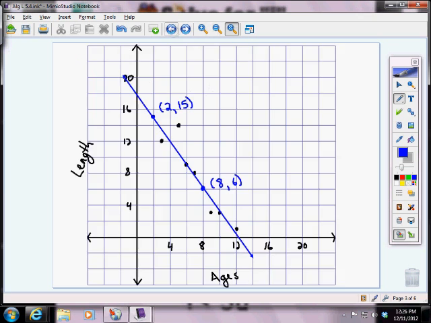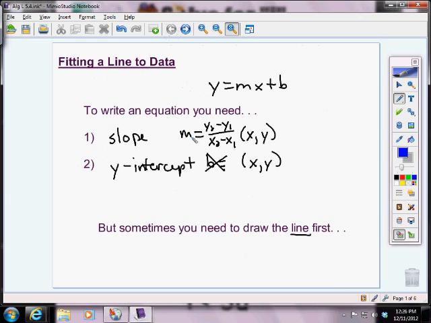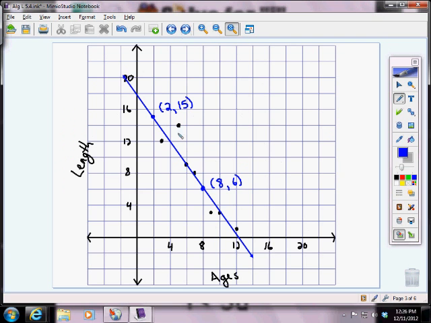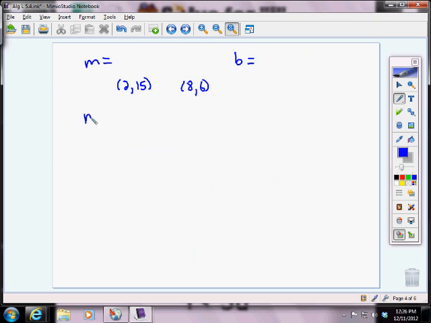And when we have 2 points, we can write an equation. Use your slope formula and use your y-intercept form. Okay, again, any 2 points on the line. So to find the slope, I take the difference in my y's over the difference in my x's. So I can say 6 minus 15 over 8 minus 2. 6 minus 15 is going to be a negative 9. 8 minus 2 is going to be 6. And if you reduce that, you get a negative 3 over 2.